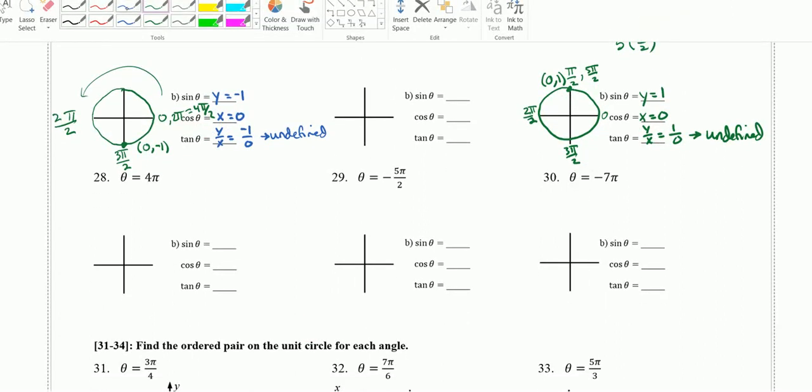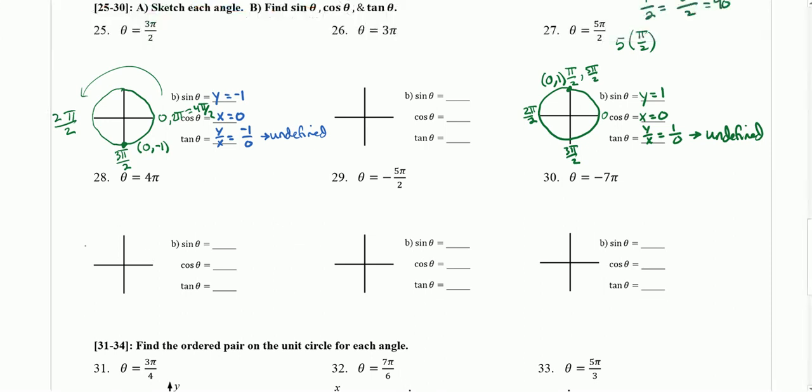Next is 4 pi. So remember, pi is 180, so if we count by pi, we go 180 each time. So here's 0, 180 degrees is pi. Count 2 pi. Go again, 3 pi. Go again, 4 pi. So 4 pi is at the same location as 2 pi and 0. So we say all three of those are coterminal.